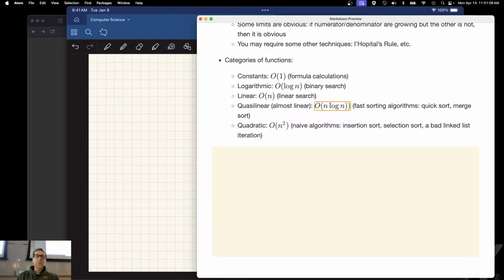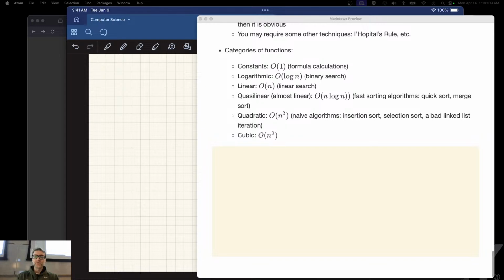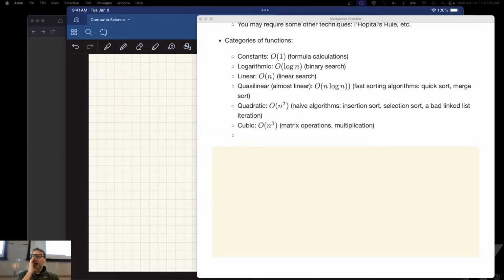Which is very acceptable, right? You can go higher still, of course, cubic, right? We haven't done anything cubic yet, but say matrix operations, multiplication. That's the most common one. If you just do a naive matrix multiplication, it's going to be cubic. If you do fast matrix multiplication, there's a lower bound of like order n to the 2.37 or something like that.